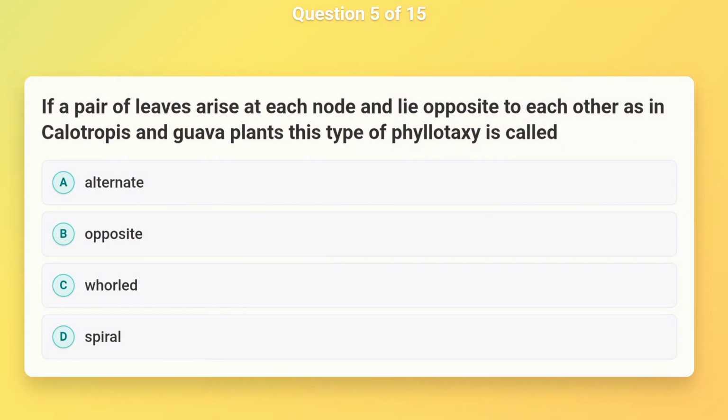If a pair of leaves arise at each node and lie opposite to each other, as in calotropis and guava plants, this type of phyllotaxy is called opposite.